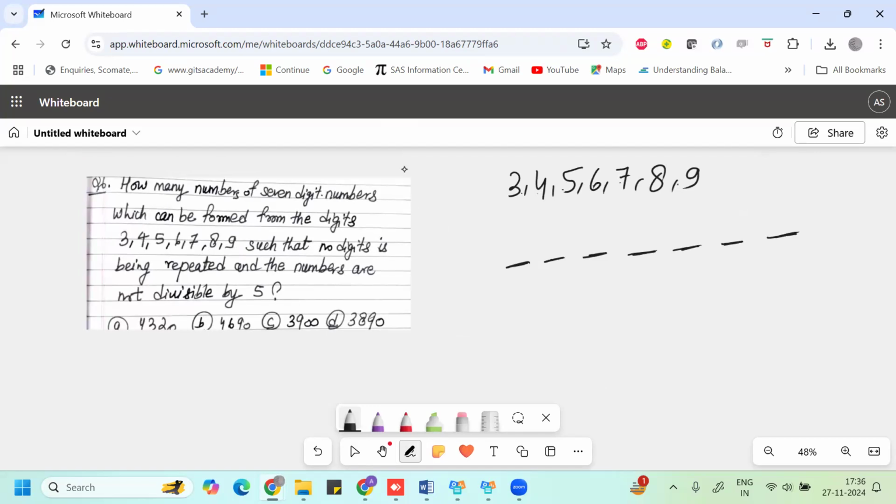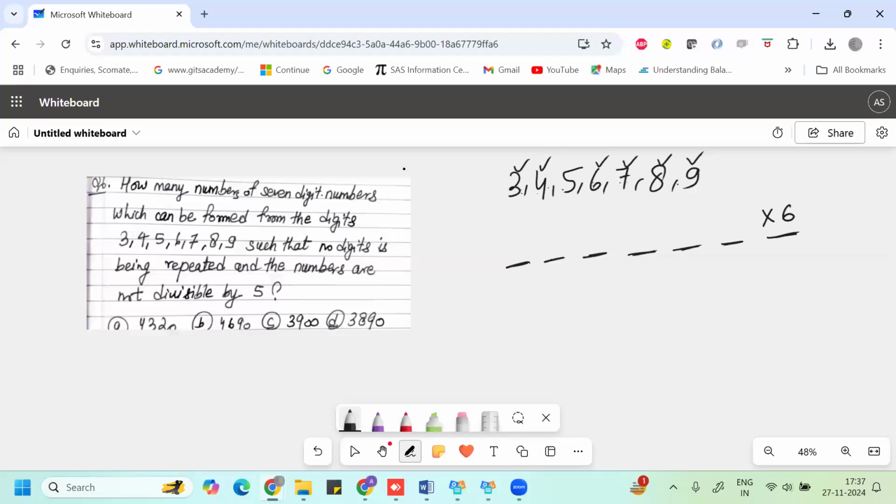And the number should not be divisible by 5. Not divisible by 5 means the last digit should not be 5. So the last digit can be 3 or 4 or 6 or 7 or 8 or 9. Any digit, but it should not be 5. So any 6 digits can come there, except 5.